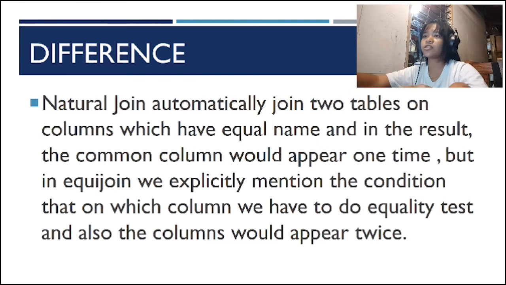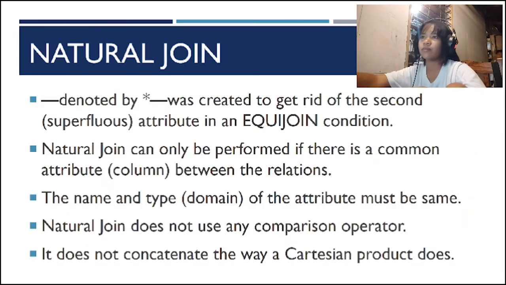It is a special case of equijoin in which the equality condition holds in all attributes which have the same name in relations R and S. The standard definition of natural join requires that the two join attributes have the same name in both relations. If they do not have the same name, it requires renaming. Alright.